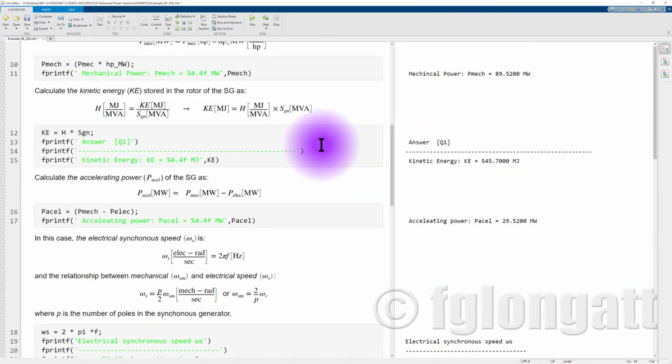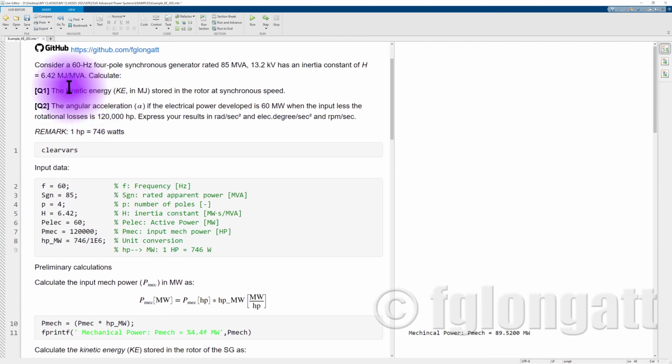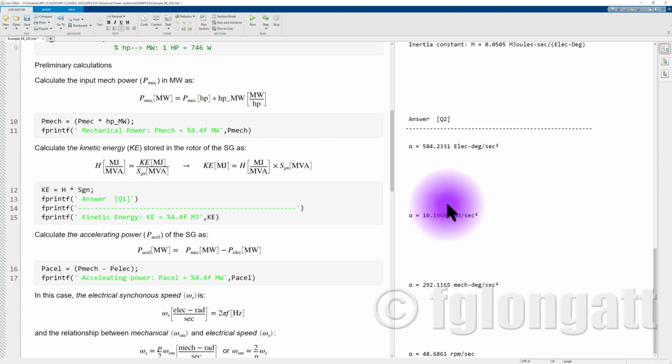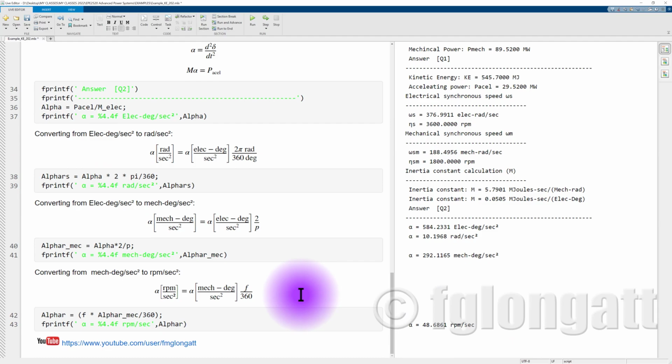What I want to show you is that we finished this problem because we presented the kinetic energy and we calculated the angular acceleration in the different units that we were asked for. And that is the end of this amazing video today.